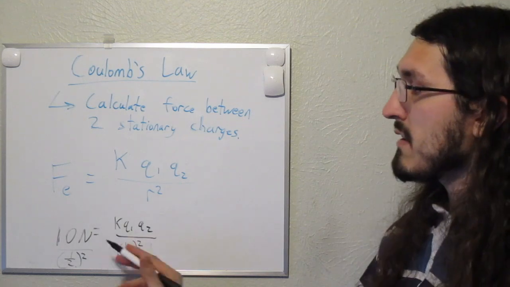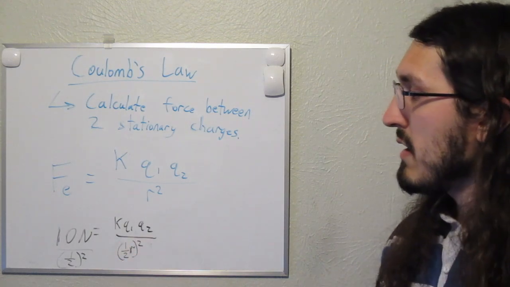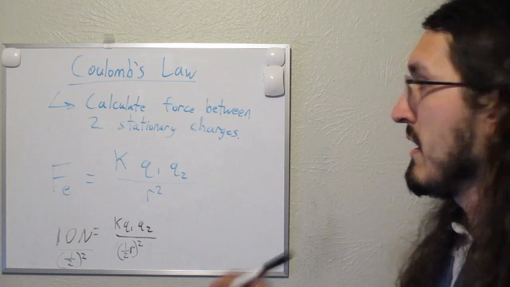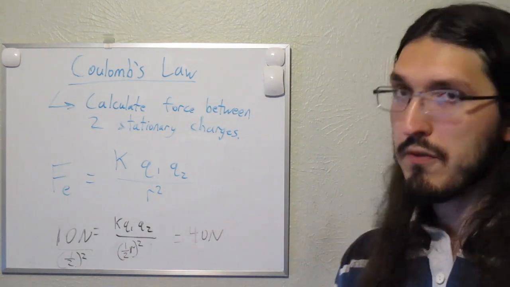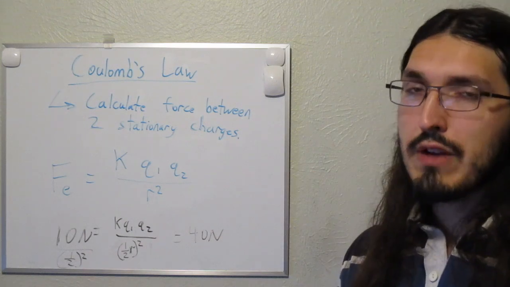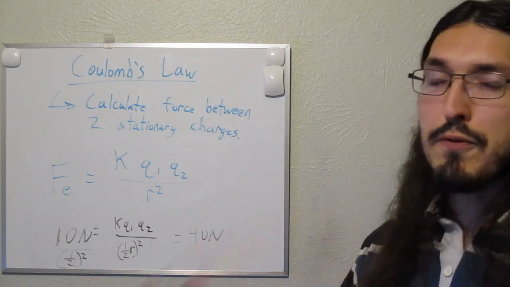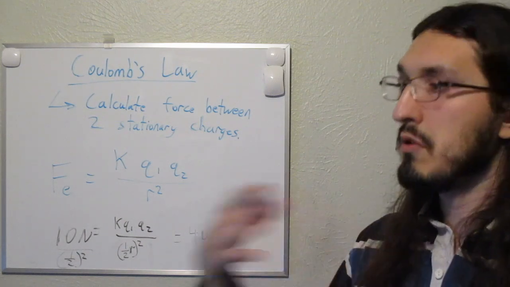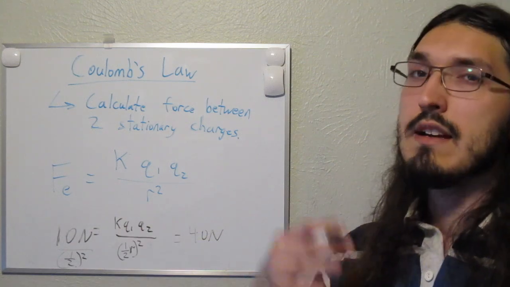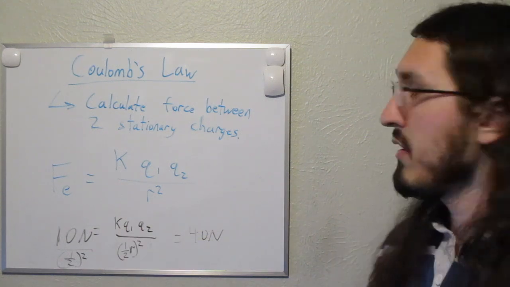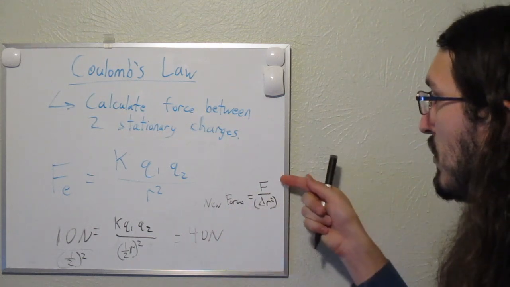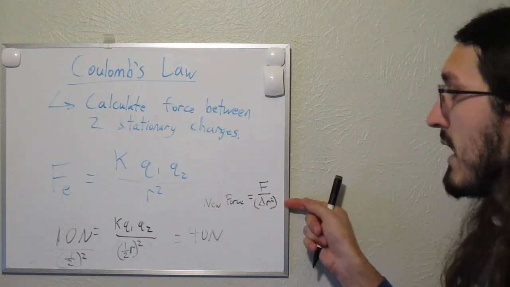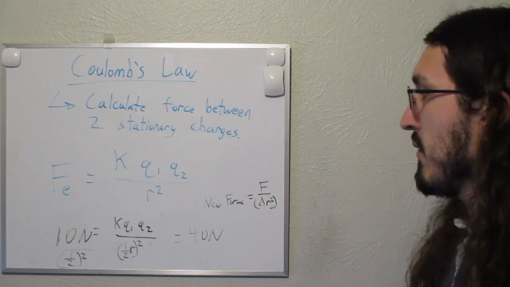Alright, and 10 divided by 1/2 squared is equal to 40 newtons. Okay, so whenever I bring those two charges closer together, they feel a stronger force. Okay, so the general rule of thumb, whenever you're changing distance, the new force is going to be equal to the old force divided by the change in the distance squared. I've written that out here for you now. The new force is going to be equal to the old force divided by the change in the distance squared.